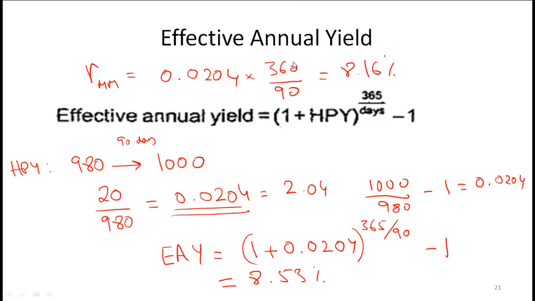Notice that the effective annual yield is more than the money market yield because of two reasons. One is money market yield only uses 360 days rather than 365 days. And the second reason, and the more important reason, is money market yield is using simple interest, while the effective annual yield is using the exponent, which means that here we are taking into account the impact of compounding.